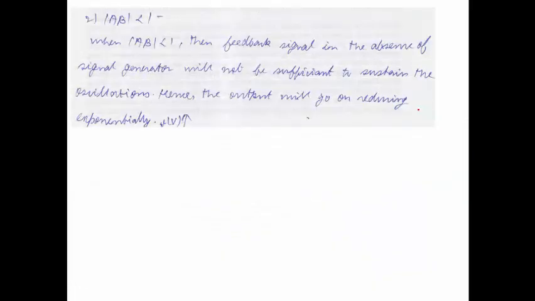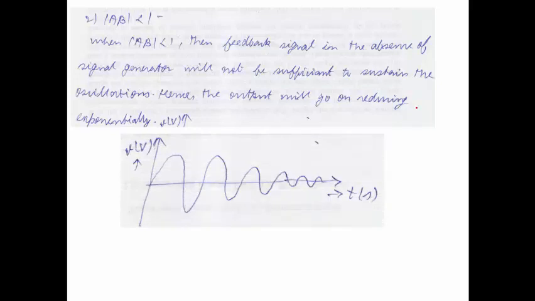In the case of A beta less than 1, the feedback signal, in the absence of a signal generator, will not be sufficient to sustain the oscillations, and hence the output will go on reducing exponentially. This is the usual case, which happens when we do not have any compensating mechanism for sustaining the oscillation. You can see over here the output is exponentially decreasing as time progresses, as we do not have any sustenance mechanism, and therefore the output goes on reducing as time progresses, right?